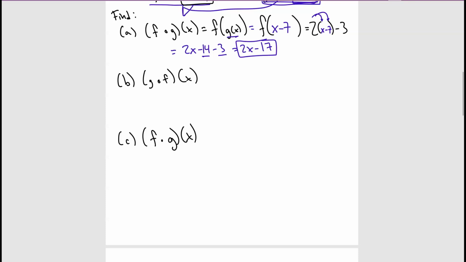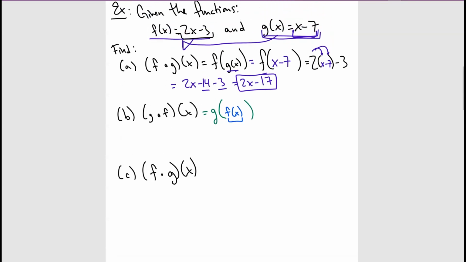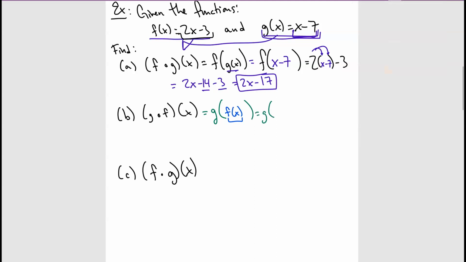So can you try part B? We want to figure out g of f of x. Well, this is just going to be g, and instead of plugging in x in there, I'm going to plug in f of x. Okay, so now I'm plugging the f into the g. And what exactly is f of x? Well, f of x is just going to be this 2x minus 3.